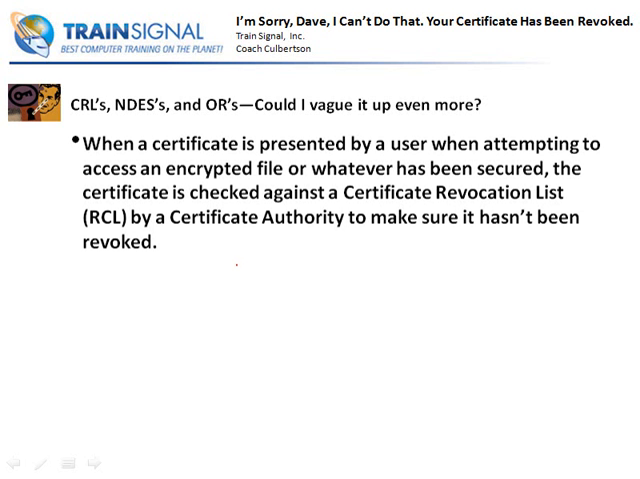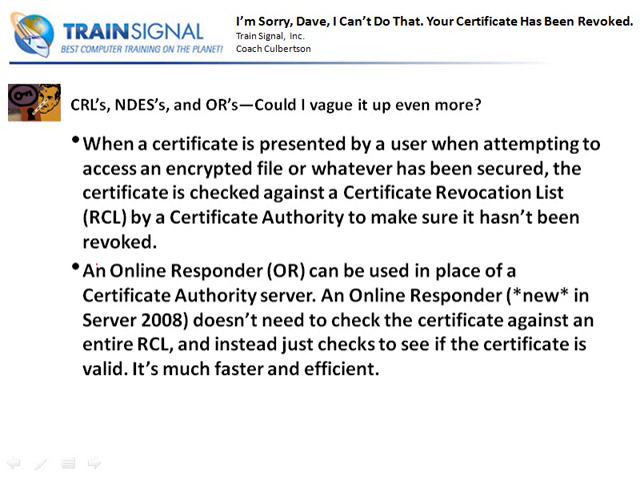When a certificate is presented by a user when they attempt to access an encrypted file or try to communicate with a server, whatever it happens to be, the certificate is checked against a certificate revocation list by a certificate authority to make sure it hasn't been revoked. Now, remember that this is an older way of doing it, because we actually have a new way with Server 2008. We have a service called an online responder, and it can be used in place of a certificate authority in terms of being able to verify.